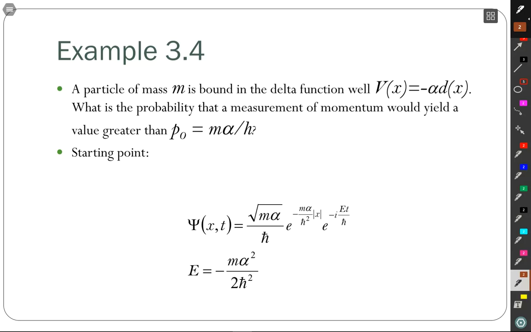So here's the problem. A particle of mass m is bound in the delta function well V of x equals minus alpha delta of x. That's supposed to be a delta function. I don't know how I got that wrong. We've already done this problem. We're not redoing the problem. What is the probability that a measurement of momentum would yield a value greater than p0 equals m alpha over h bar? I'm pretty sure those are supposed to be there.